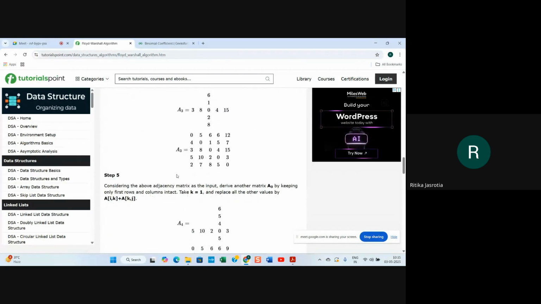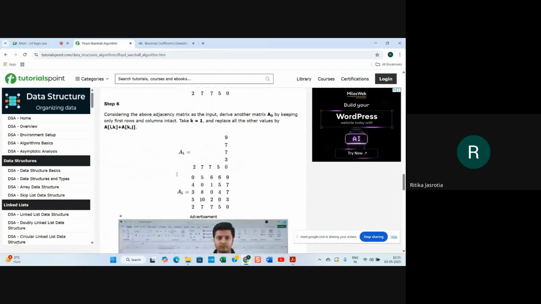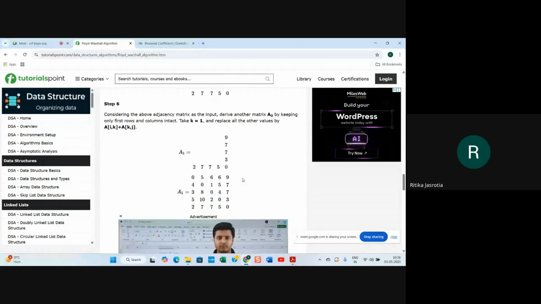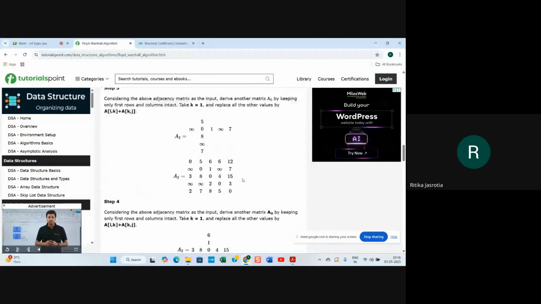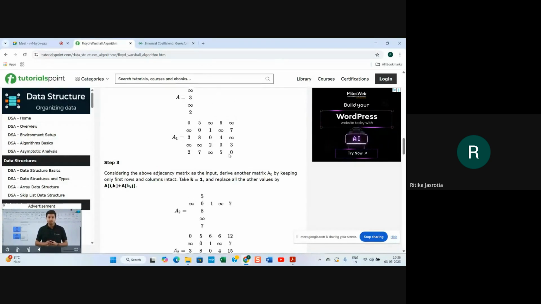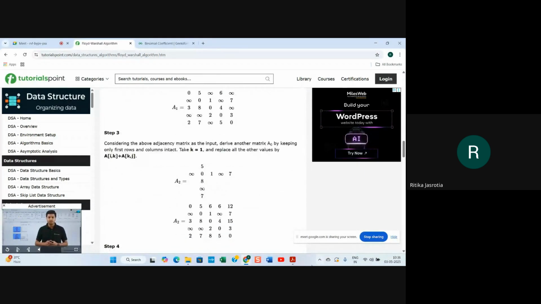A2 they have found, A3 they have found, A4 they have found, A5 also they have found, because 3 loops will be there. How they are getting these values, that is the issue. Yes, in your book, some other algorithm is given.